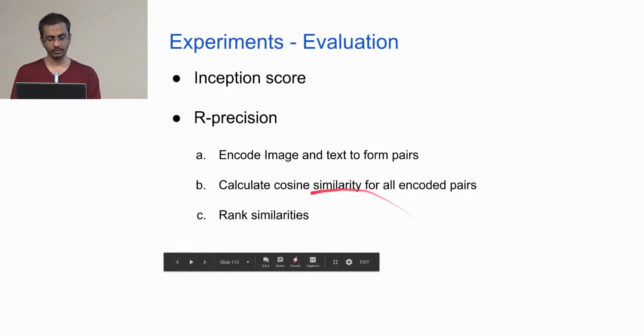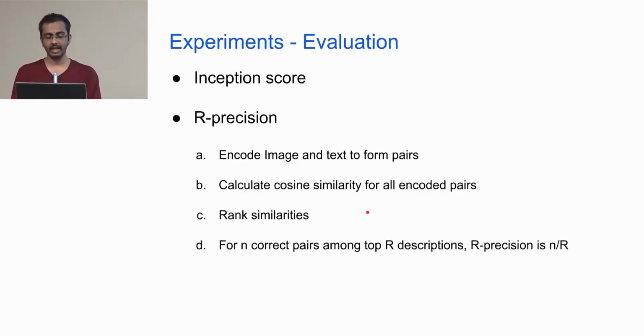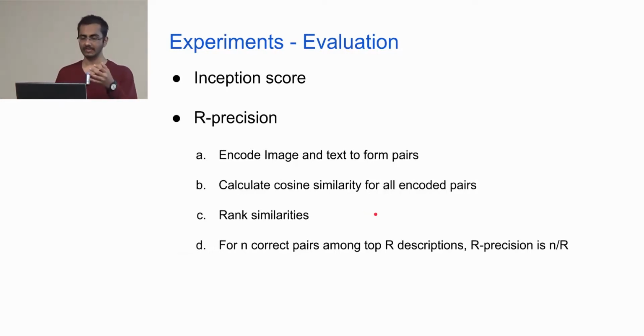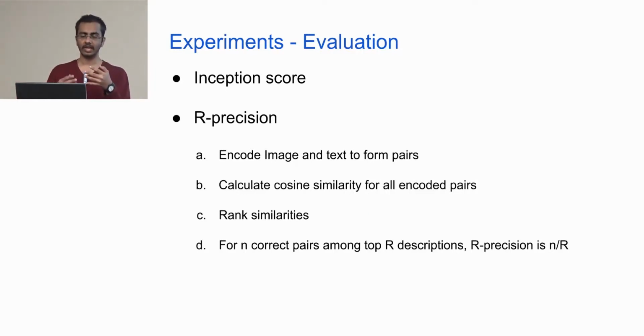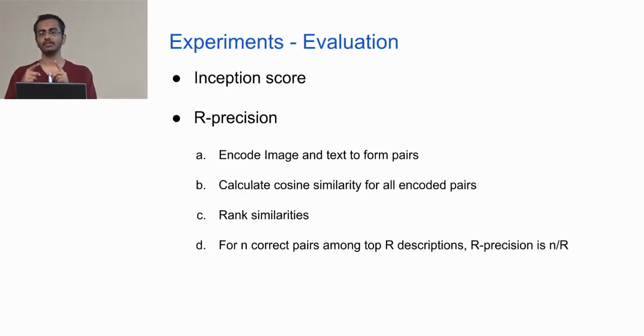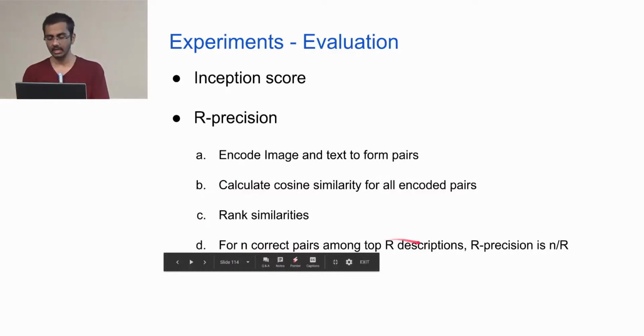And now you rank those similarities. These have scalar values, and you rank all of them, and out of them you select the top R. This R is a hyperparameter. From those top R, you actually find out n correct pairs. All of them won't be correct pairs. If you have a high similarity score but the caption and image are not actually related, that's bad. So you want your R precision to be high, and this number n to be high. And your final R precision is n upon R. That's it for the R precision.